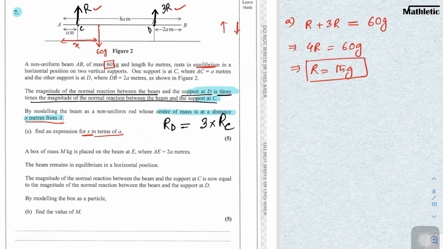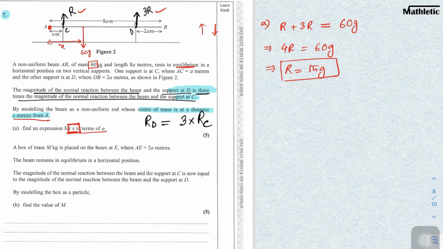So the value for R is 15g. Since the beam is in an equilibrium position, the sum of the clockwise and the anti-clockwise moments will be 0. I will select the clockwise moment as positive and all the anti-clockwise moments will be negative. So I can select any random point and the sum of the moments about that point should be 0. I will be selecting point A.